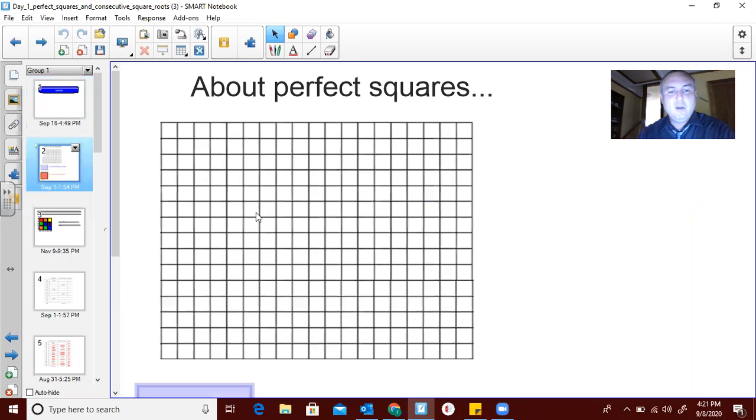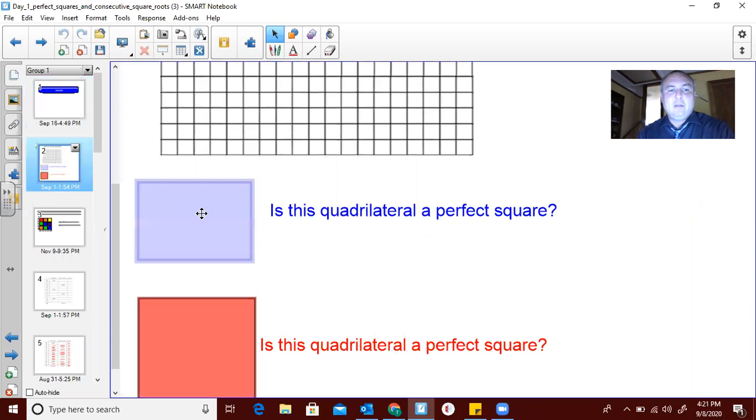So here, if I asked you if this quadrilateral is a perfect square, you'd say, of course not. It's a rectangle. It can't be a square. This side is shorter than this side. We can look at it and assume these two are equal and these two are equal, but we're not 100% sure. But either way, it can't be a square, so it's certainly not a perfect square.